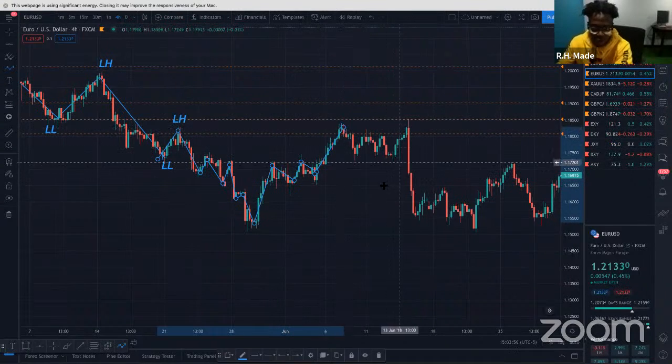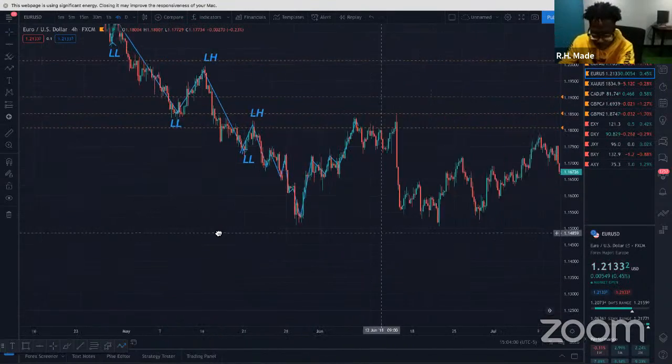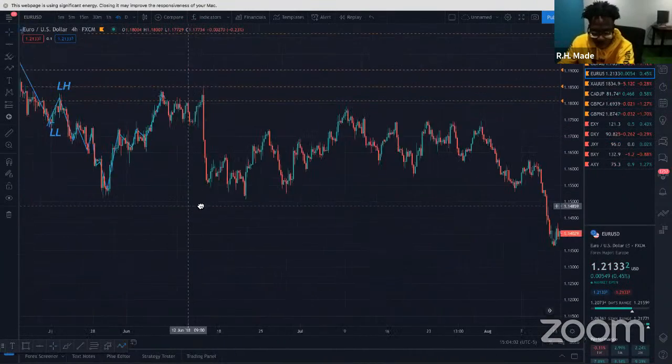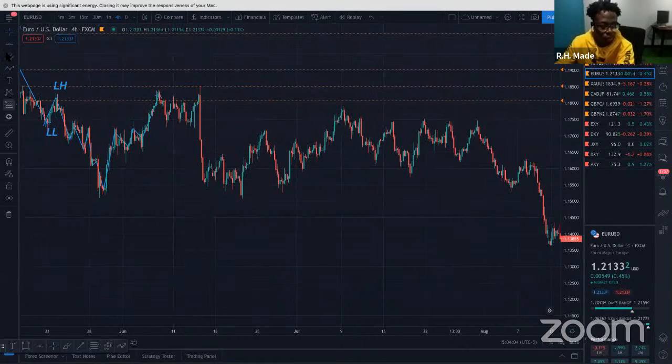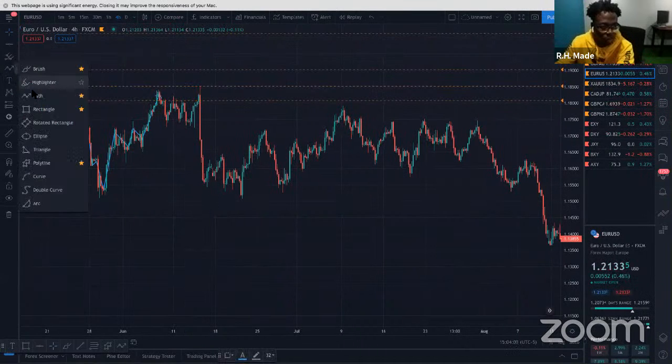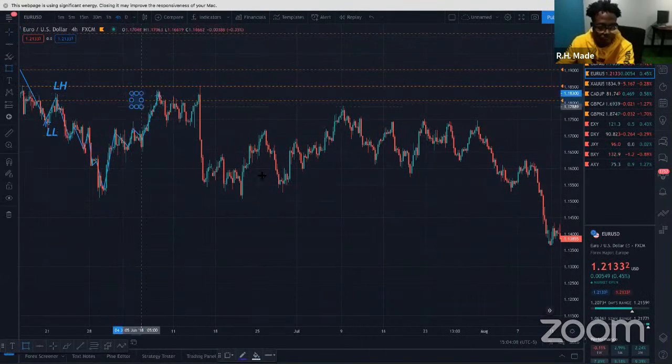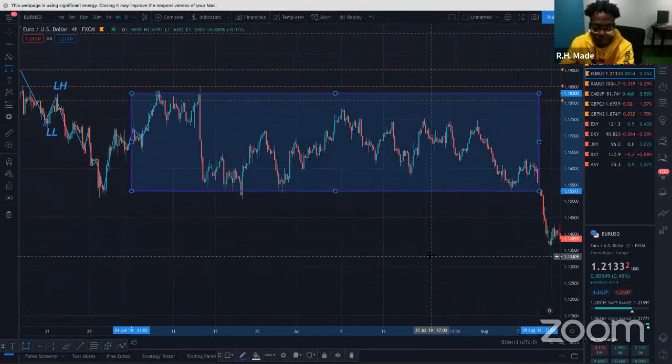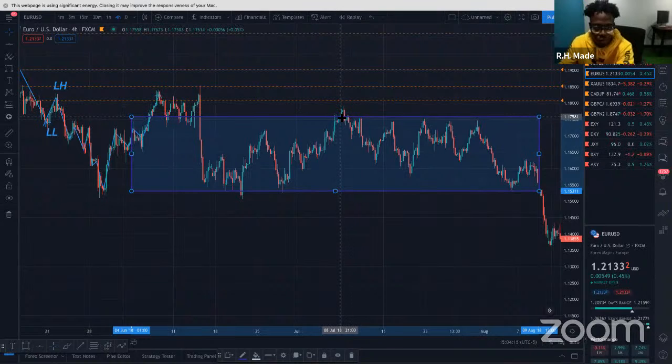So when it does that, so now wait, let me see. Yeah, so this is the sideways market I'm talking about. So this is why I don't trade it. Can't even do this.